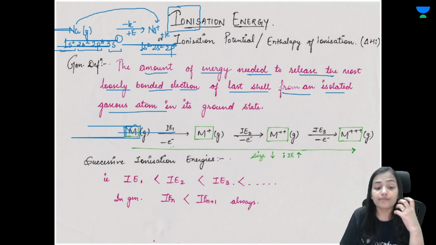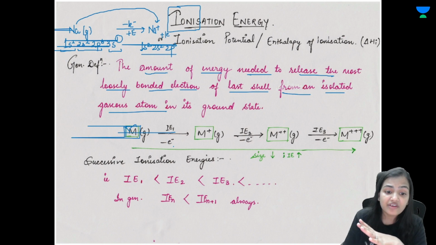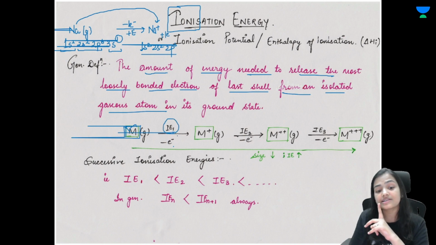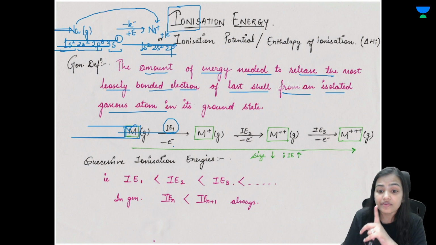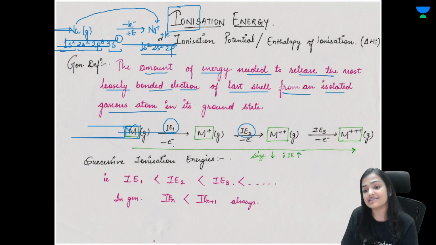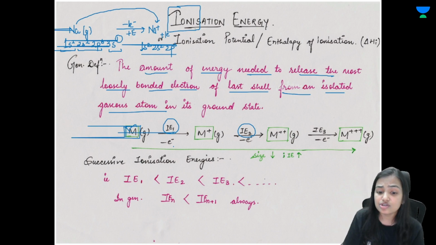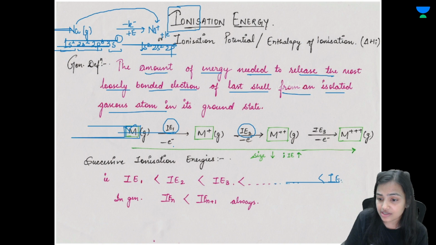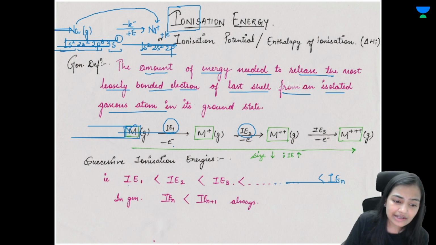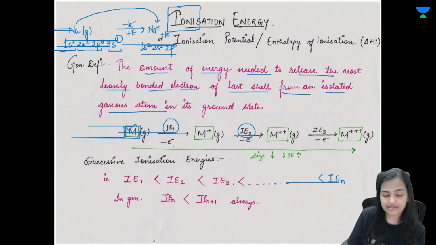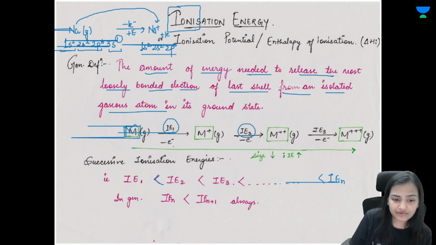So basically, when you remove the first electron, this is known as the ionization energy 1. When you remove the second electron, this is known as the ionization energy 2, ionization energy 3, and so on, until you get the ionization energy N. Now, here we need to know why the ionization energy is increasing. Why is there a sign of increase?